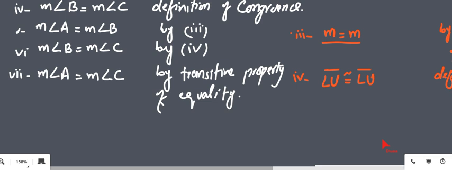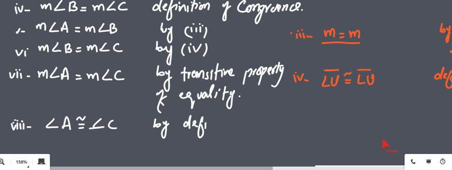So if they are equal, that means the next step I can write is that angle A is congruent to angle C by definition of congruence.